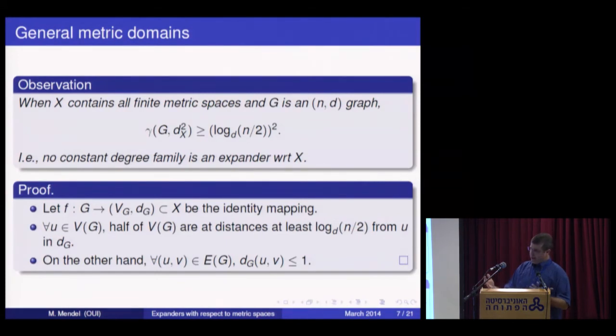And if you look at the identity embedding, you get again the same problem that we saw at the beginning of the talk. The average over all pairs is something that behaves like log n over log d. Most of the distances behave like log n over log d, so the average of the squared distance is something like log n over log d squared, and the average over the edges is 1. So gamma is unbounded. So there is no constant degree expander with respect to L infinity, for example.